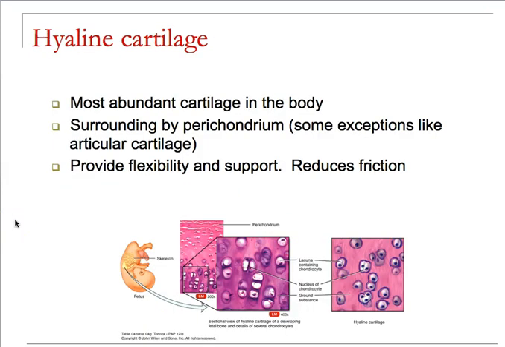Okay. Hyaline cartilage is the easiest one. It's the most abundant inside the body, surrounded by perichondrium in development, and it's responsible for flexibility and support. I write here it's to reduce friction, but if you think about what actually happens at the ends of your bones when you jump up and down, this actually ensures that there is no direct friction between the ends of the bones themselves.